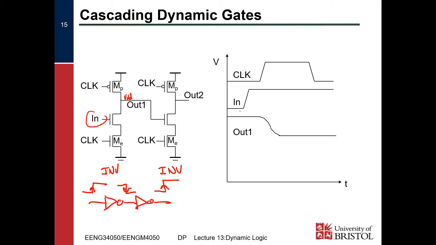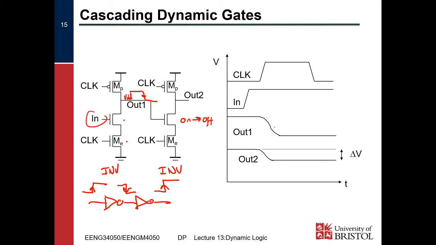Then our input goes high and our clock goes high, meaning our evaluate transistor turns on and our input transistor is on, and so our output discharges down to ground. Out 1 specifically, right? What's happening over here? Well, this transistor starts off on and transitions to off, right?